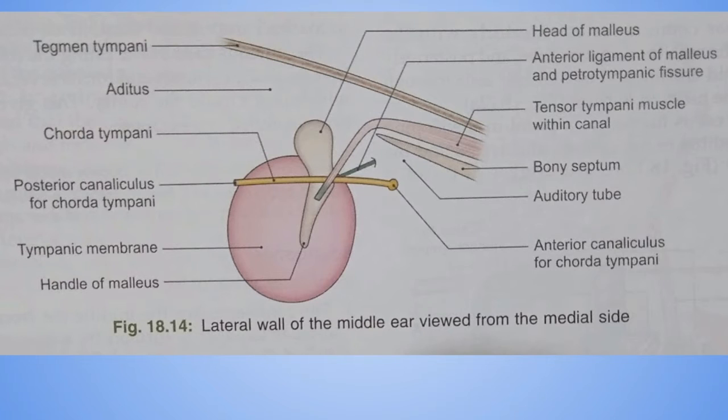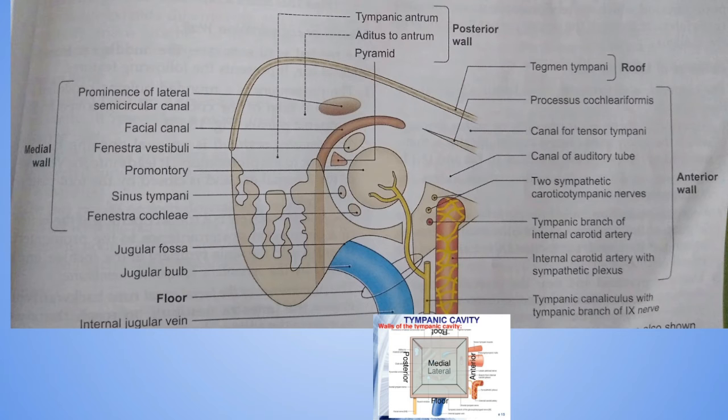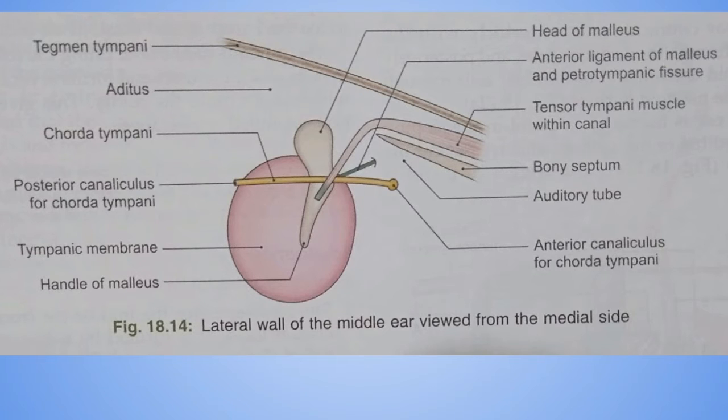Next is the lateral or the membranous wall. This wall is not viewed from this view, so that's why the lateral wall of the middle ear is viewed from the medial side to have a perfect view. The lateral or membranous wall separates the middle ear from the external acoustic meatus, and it is formed mainly by the tympanic membrane along with the tympanic ring and sulcus, and partly by the squamous temporal bone in the region of the epitympanic recess.